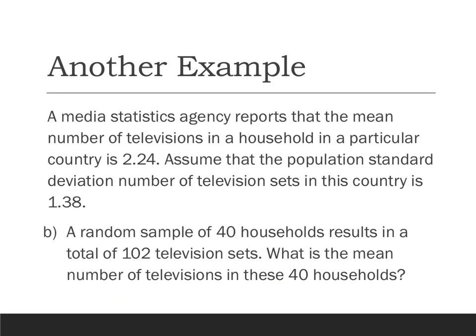Okay, so again, remember we're told that we have a population mean of 2.24 televisions per household and a standard deviation of 1.38 televisions. Our next question actually goes back to chapter 3 a little bit and has to do with the idea of how we find the mean. So this says a random sample of 40 households results in a total of 102 television sets. So what is the mean number of television sets in these 40 households? So basically, what is X bar?